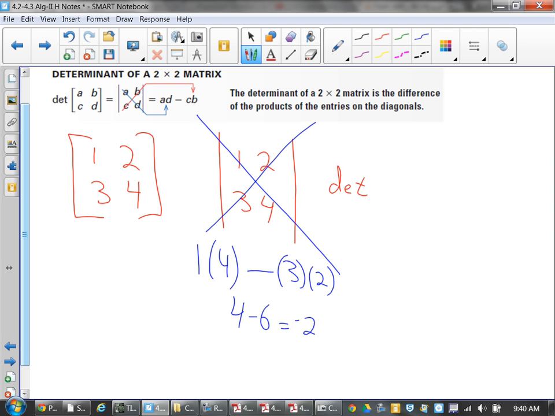You always subtract the diagonal? Yes, ma'am. So if it's a 3 by 3, just multiply all 3 and then subtract the other. Yep, and I'll get there. I'll show you.